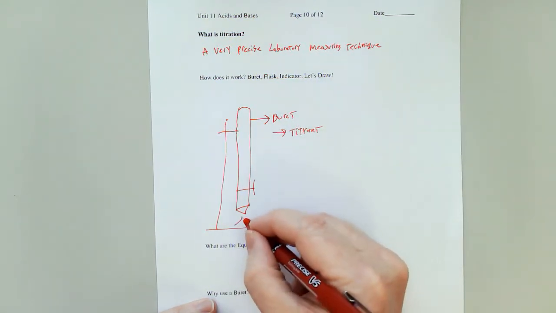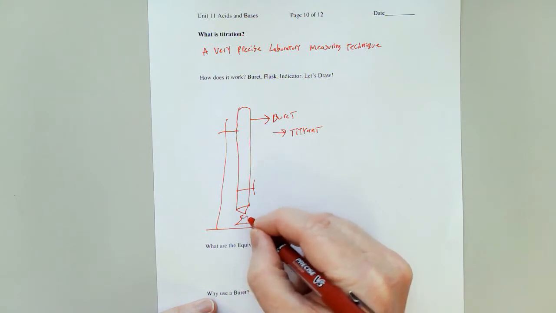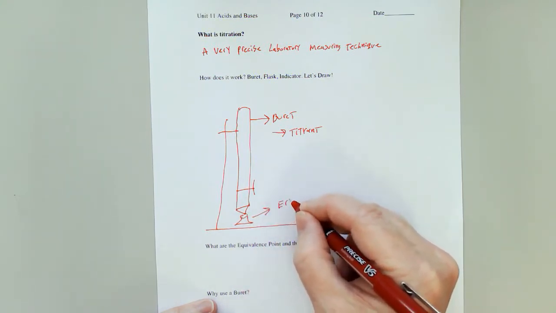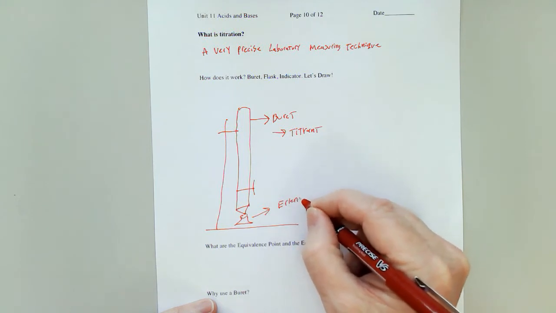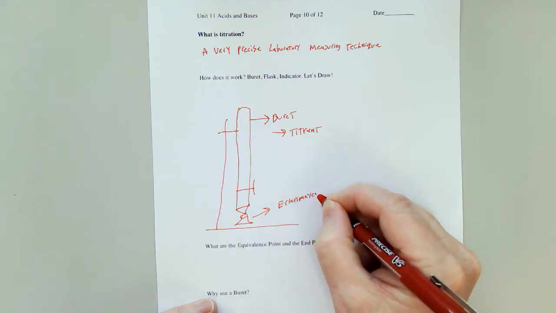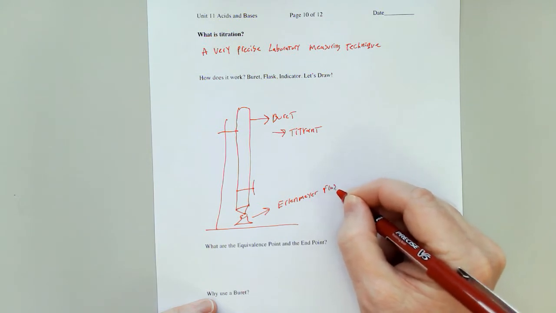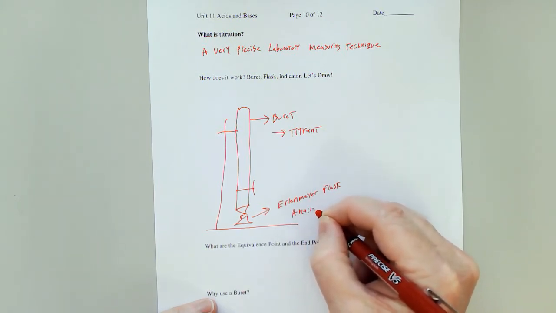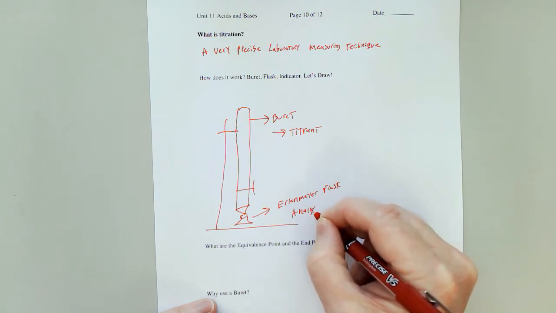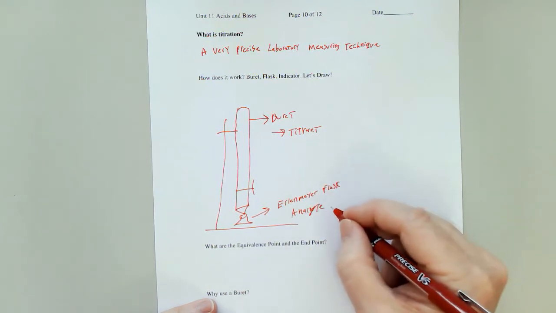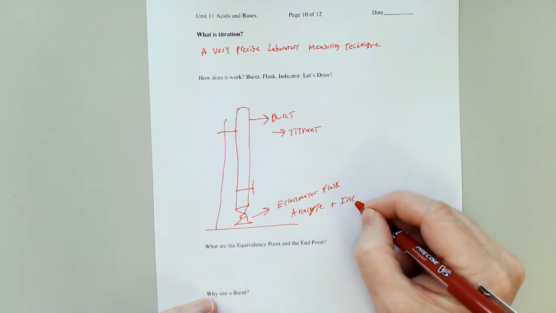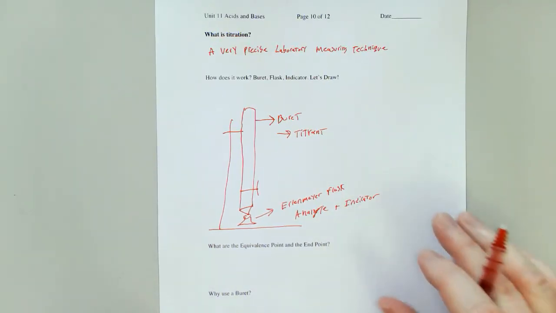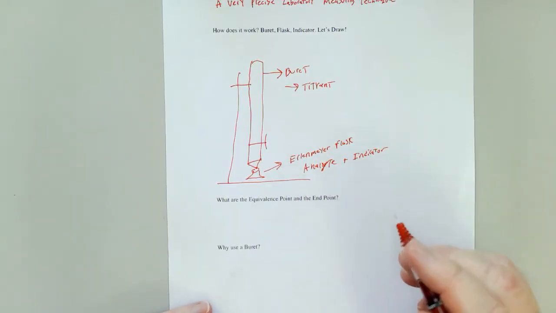And then down here we're going to put an Erlenmeyer flask, which is going to hold what we call the analyte, A-N-A-L-Y-T-E, and the indicator. You'll see those in the video, make much better sense.